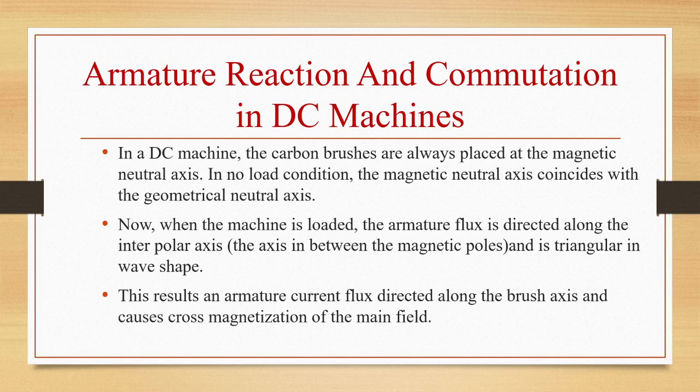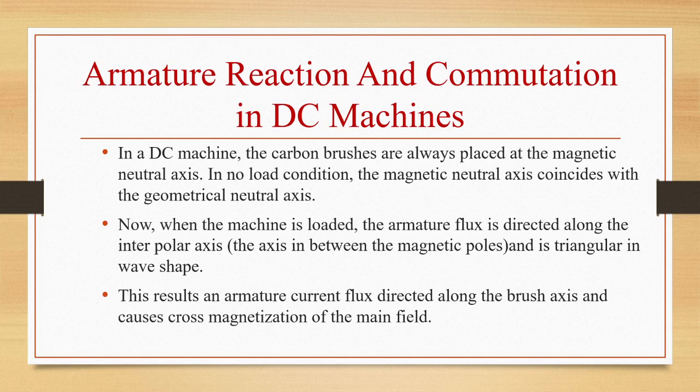Whenever load is applied, the armature flux is directed along the interpolar axis and it is triangular in wave shape. This results in an armature flux directed along the brush axis and causes cross magnetization of the main field. As I said earlier, what is armature flux and what is main flux? Armature flux is the flux created by the armature conductors inside the armature, because whenever current flows, flux is also produced in the armature. And main flux is the flux produced by the main magnets.